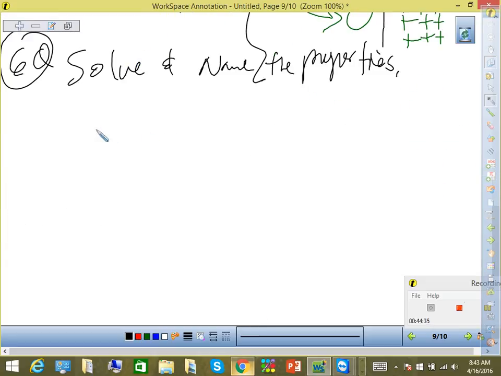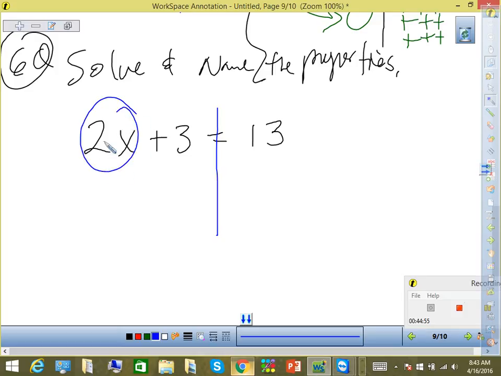Here we go. 2x plus 3 equals 13. Line down the equal sign. We need to leave the x by itself. What operation is here? It's multiplication. Here we have addition. We always start with addition and subtraction. So what is the inverse? Minus 3 minus 3.